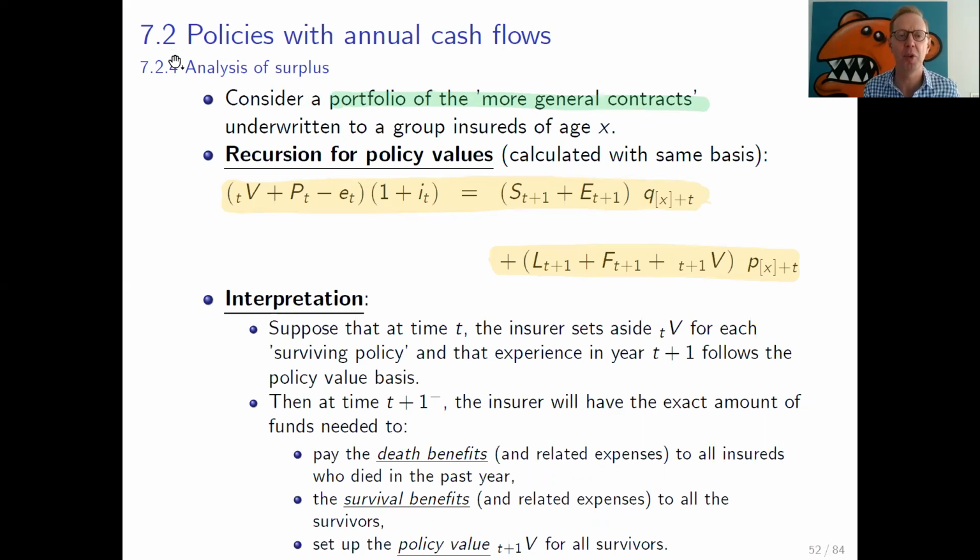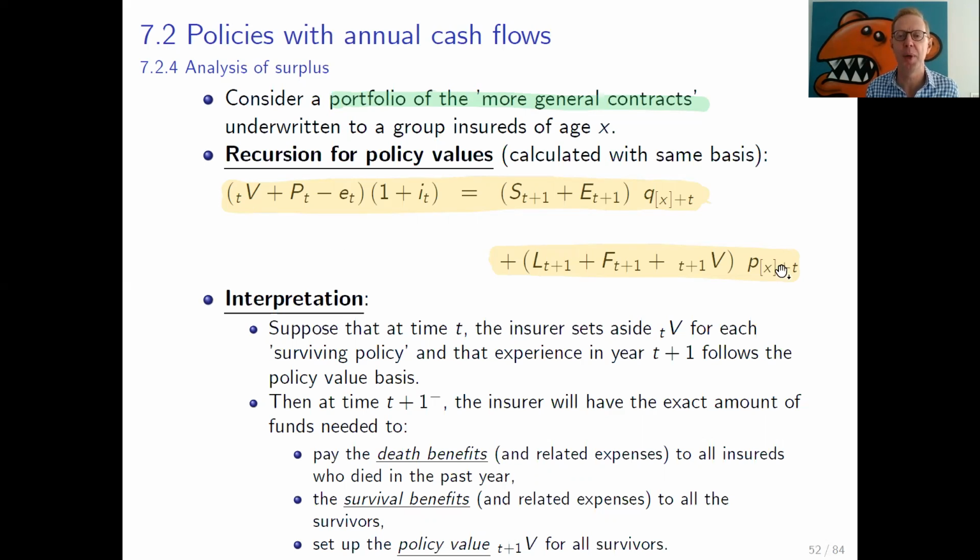So we consider a portfolio of the more general contracts that we have defined some slides ago, and we assume that they are underwritten to a group of insureds of age x. The recursion for the policy values is as follows.